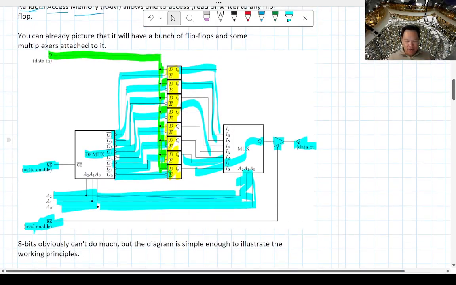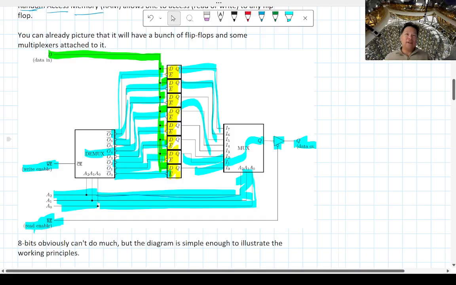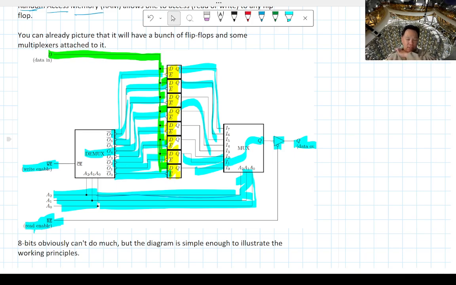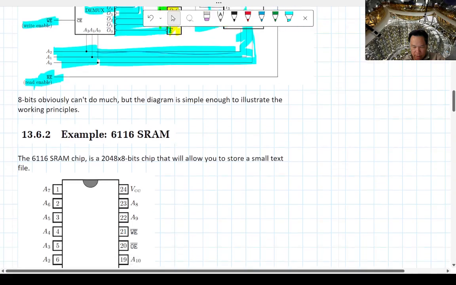Okay, so obviously 8 bits is not that much, but this is probably the minimal size diagram we can put on a piece of paper and still make sense of it, because once you get to like 64-bit or gigabit, you're just gonna have wires all over the place. So you're not gonna be able to figure out what's going on there. So this is a very good conceptual view of how computer memory is written and read out through these multiplexers on your D flip-flops. Okay, great.